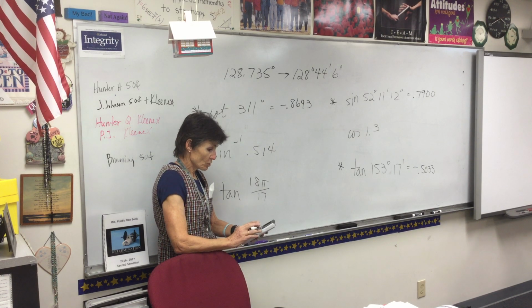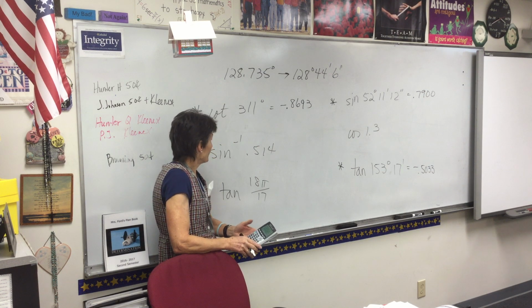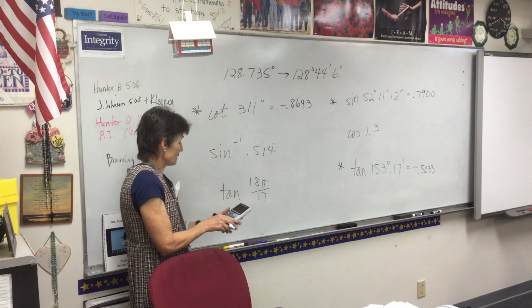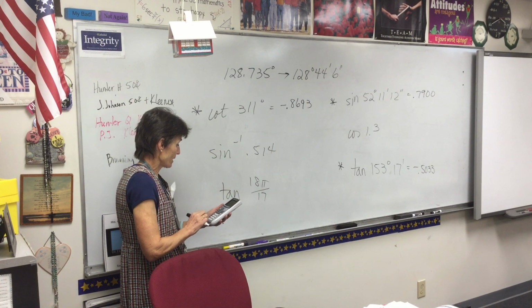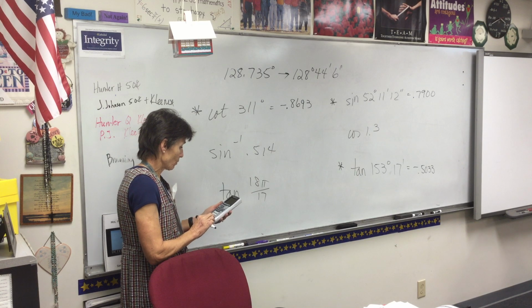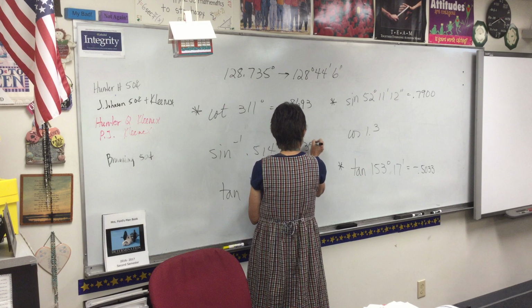So now we're going to switch the mode over to radians. And then we can do these other three, right? So we're just going to type in the buttons. So second sine 0.514. Did you get 0.5398?